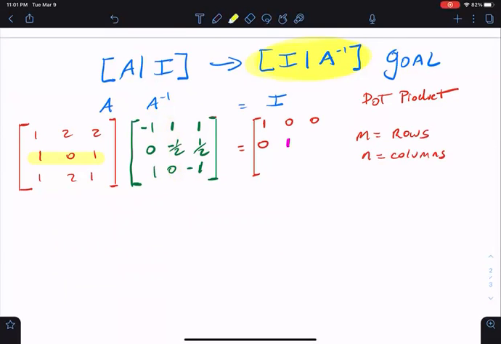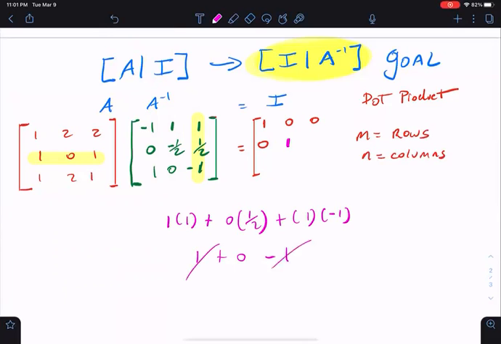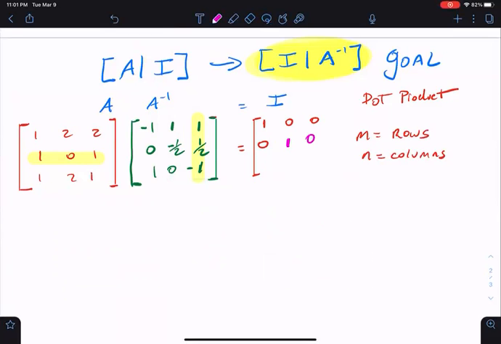So now we need to do what? Row 2 and column 3. Compute 1, 0 times 1/2 plus 1 times -1. Right? Now we should get a 0. So it's 1, 0, -1, 0. Yes? So that's good. And then let's do, now that we're done with row 2, we have to do row 3.